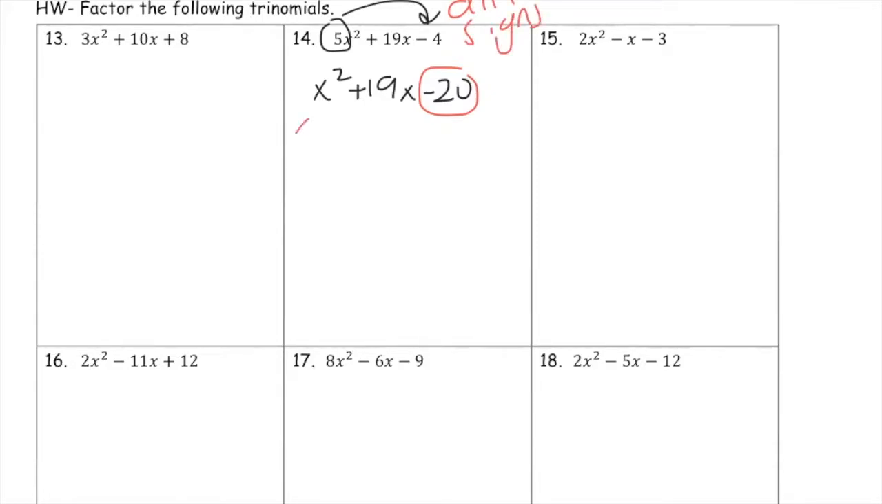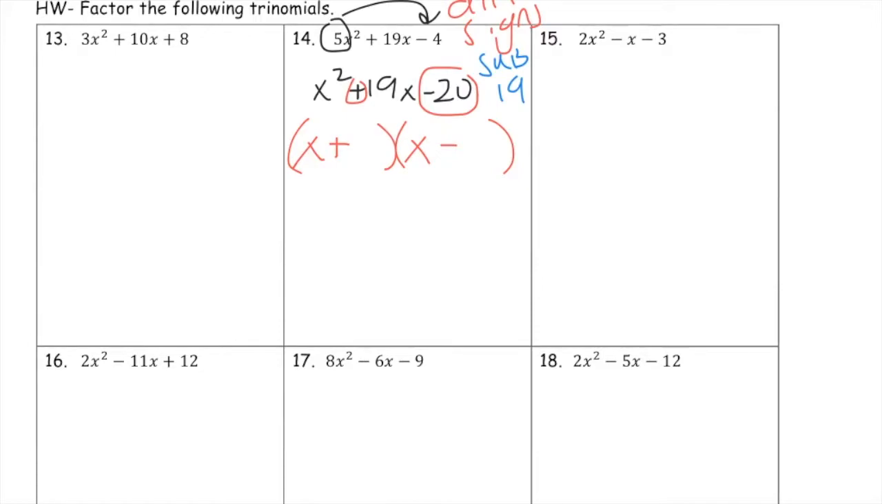All right, so I make my two bubbles. I know I'm going to have one positive and one negative. Since the first sign is positive, my first bubble is going to be positive. So we're just filling in what we know. Now, since the signs are different, we're looking for things that subtract to 19. So what factors of negative 20 or 20 are going to subtract to 19?